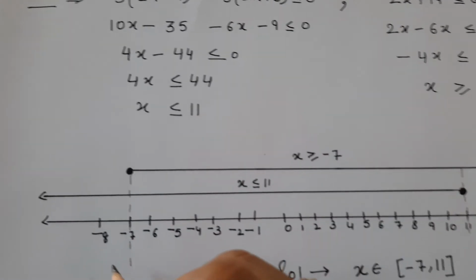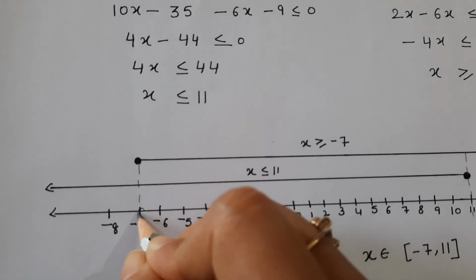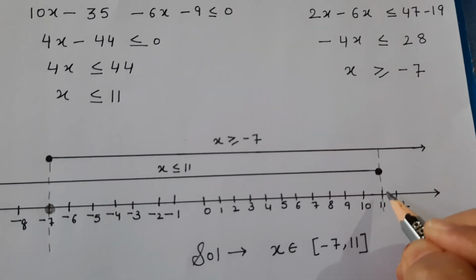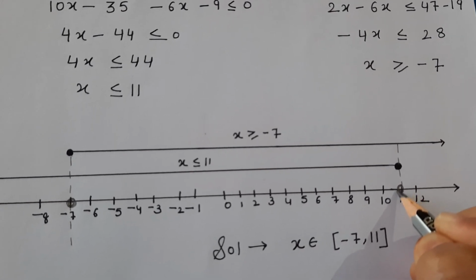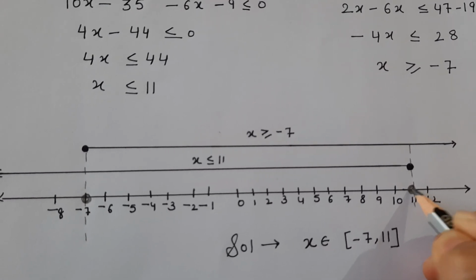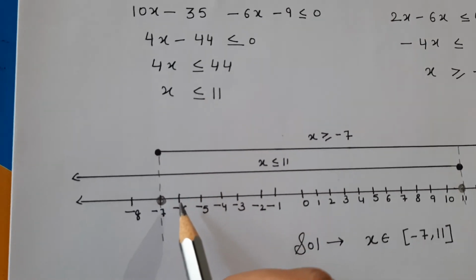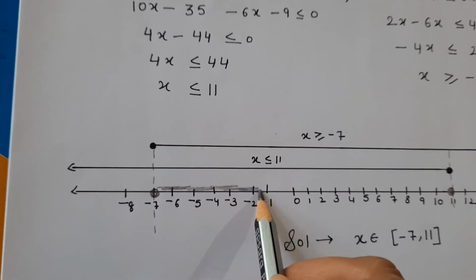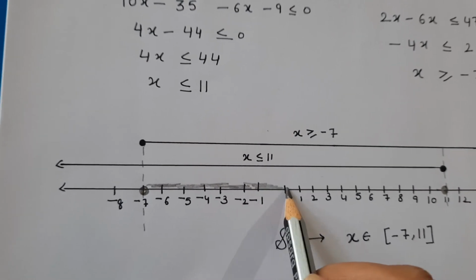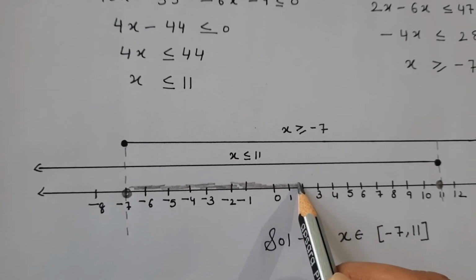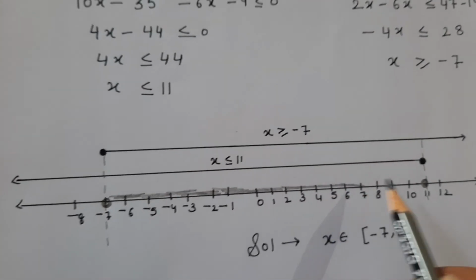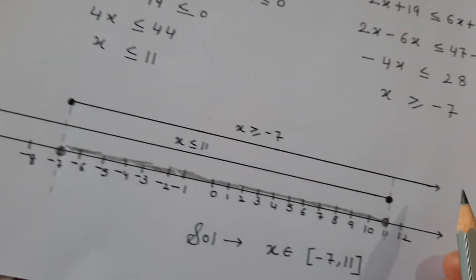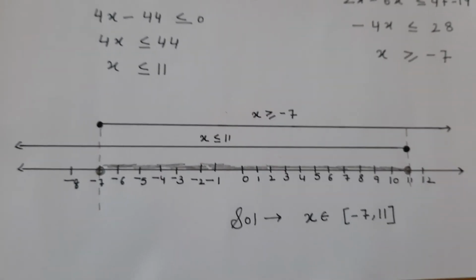So what will we do? First we draw a dark circle at minus 7 because minus 7 is included. Then draw a dark circle at 11. So your x belongs to. Now shade your common region. So the solution is x belongs to minus 7 to 11.